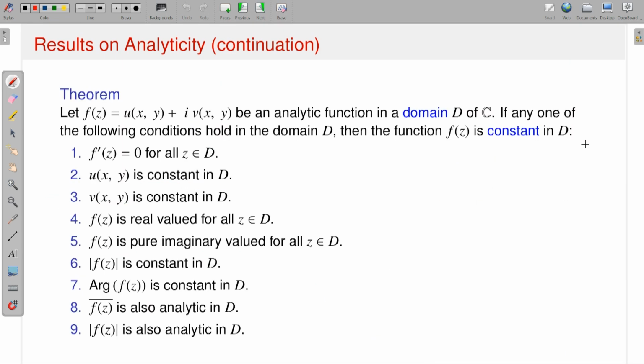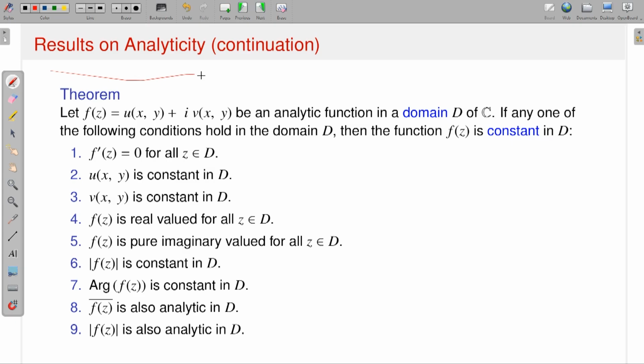Okay, so now you can have many nice results from analyticity. This is a very nice result. For example, there are 9 exercises. You can think about this as an exercise, nothing else. So maybe you can expect this kind of problem in your exam.